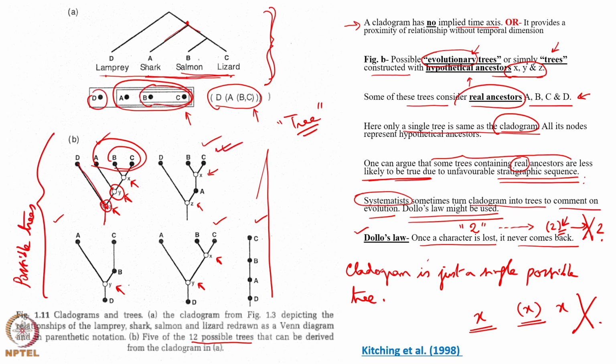In this case, note the difference. Here, instead of 3 hypothetical ancestors, only 2 hypothetical ancestors have been defined, and this tree also represents the same. In this case, just a single hypothetical ancestor has been defined, and B has been considered as an ancestor of C, and in this case 2 hypothetical ancestors have been used, and D is considered as the ancestor of A, B and C. And this is another situation where we are thinking that from D actually A has come, from A B has come, and from B C has come.